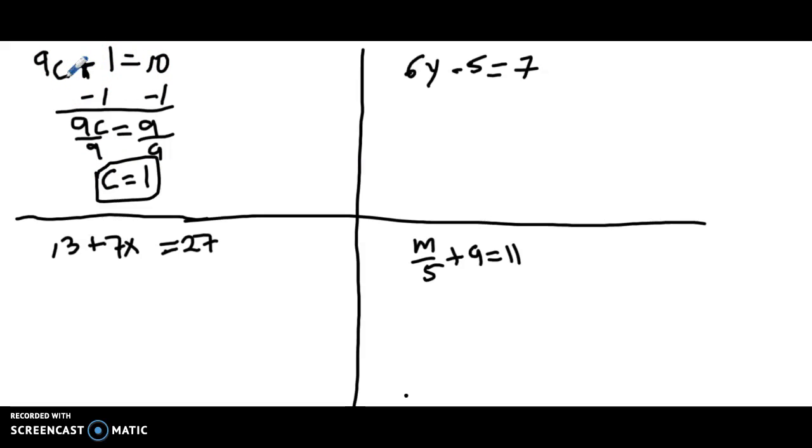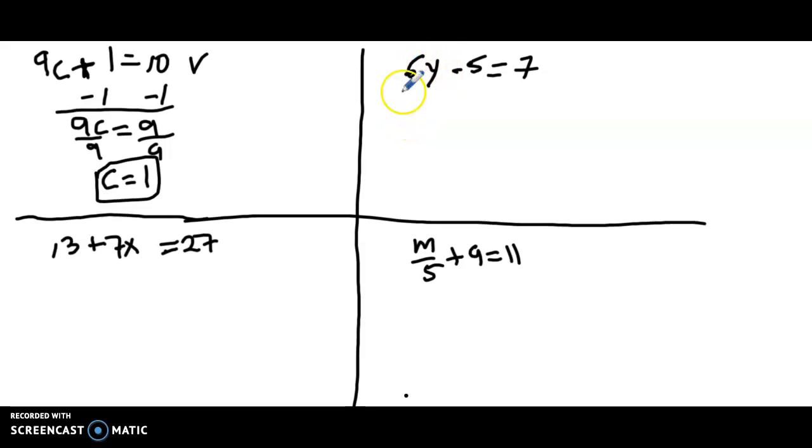9 times 1 equals 9. 9 plus 1 is 10. Checks. 10 equals 10. Remember, it is very wise of you to check it always, even if you do it mentally. Going to the second, upper right corner, 6y minus 5 is 7.